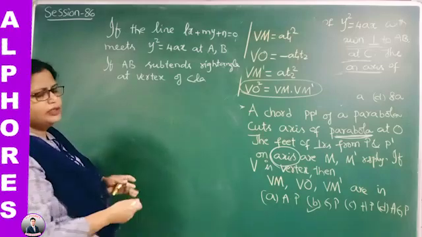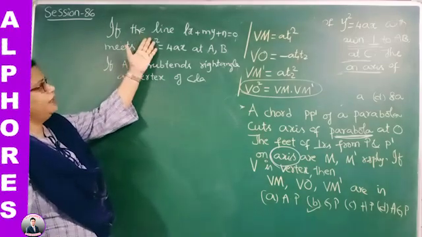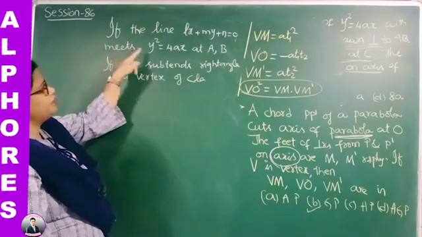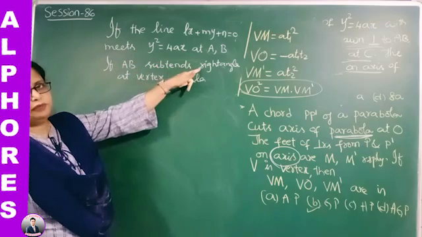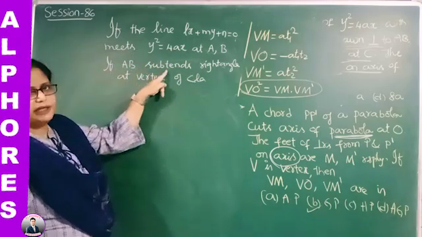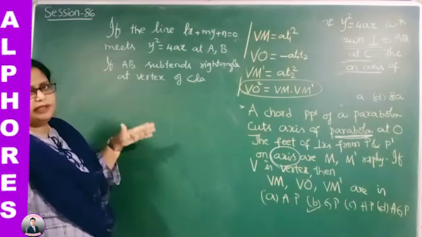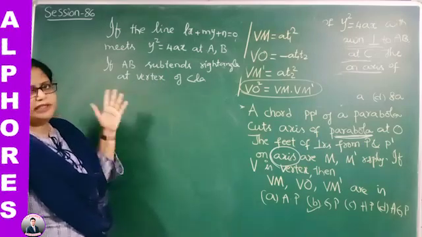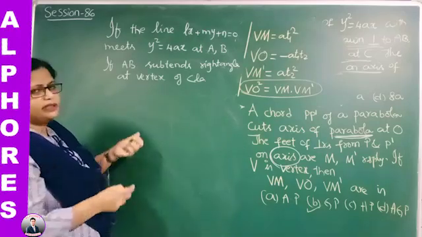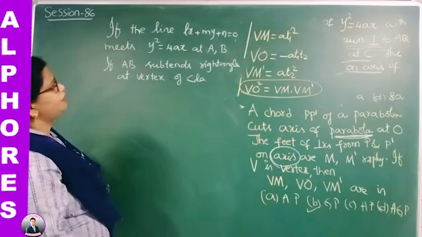Okay. So what is the data, students, here? If a line Lx plus My plus n equal to 0 meets the parabola at two distinct points A, B, and if AB subtends a right angle at the vertex of the parabola, then some condition they will give, that is 4AL plus M is 0 or 4AM plus N is 0, like that some condition on A, L, M, N. Okay, now how to do this one?